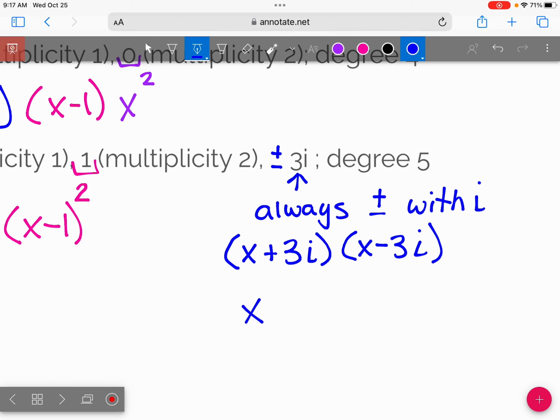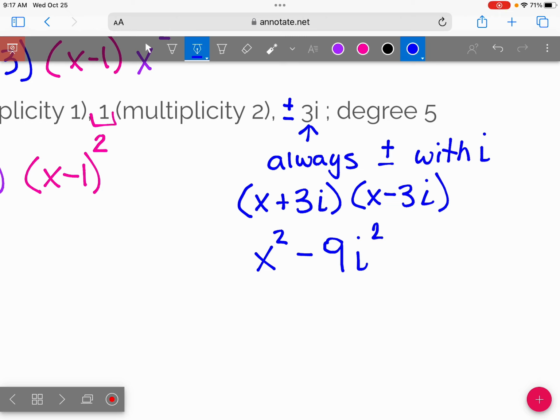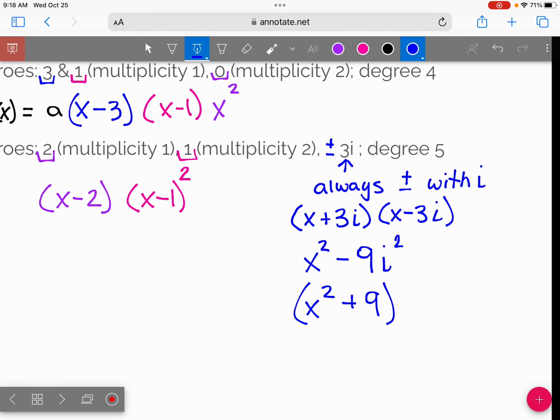We're going to have x squared. Plus 3i minus 3i, so it just cancels. Then 9i squared, which i squared is -1. So this factor is going to be x squared plus 9. Because that's a difference of squares, so the middle terms cancel out. i squared is -1. So our factor that goes in our polynomial is x squared plus 9.